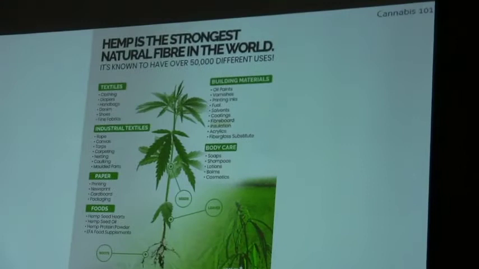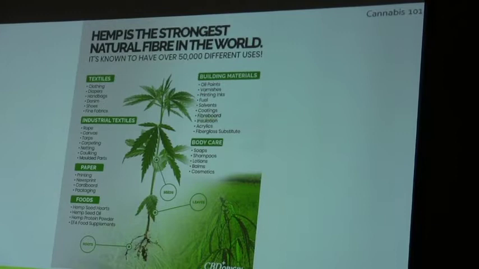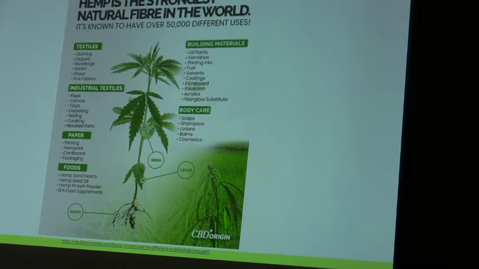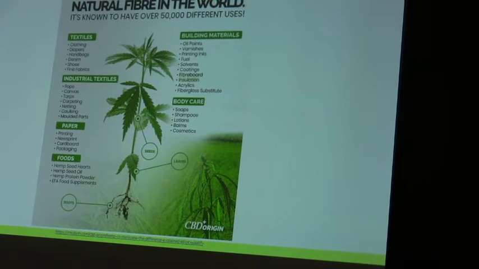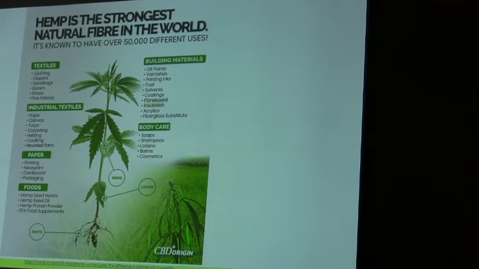So hemp largely is the strongest natural fiber on this planet. The applications are extensive for textiles, material, oils, food. It's an amazing plant. And this kind of goes back to our history with cannabis and how we've been interacting with it for so long that we've almost developed together. And cannabis really reflects a lot of what we need in society today.